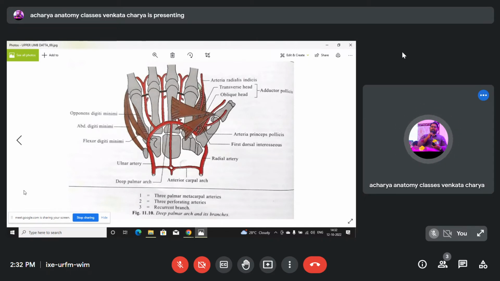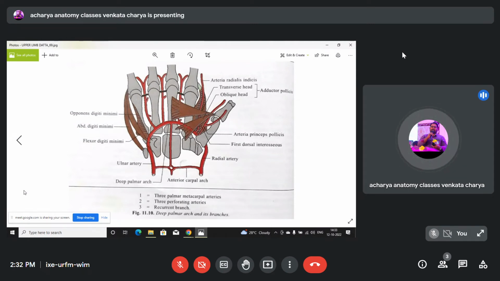Next, another point. Deep branch of the radial artery. It winds around the first metacarpal bone and enters into the palmar surface of the hand.